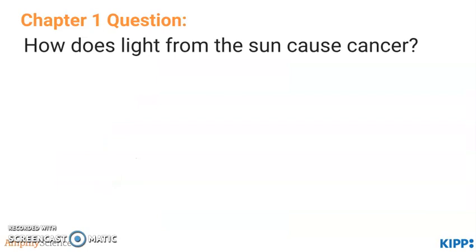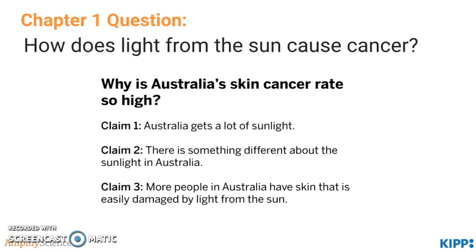On the last day of Chapter 1, students begin tackling the claims about Australia's high skin cancer rate. So they'll have 3 claims here. Claim 1 is that Australia gets a lot of sunlight. Claim 2 is that it's because there is something different about the sunlight in Australia. And in Claim 3, it's that more people in Australia have skin that is easily damaged by light from the sun.